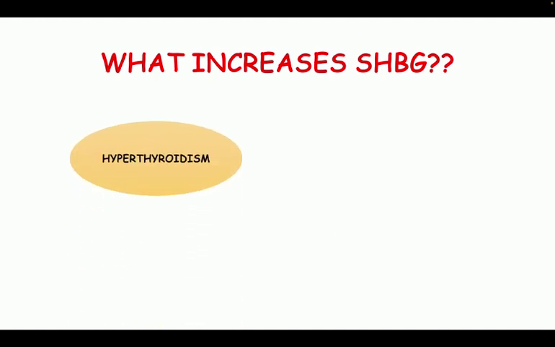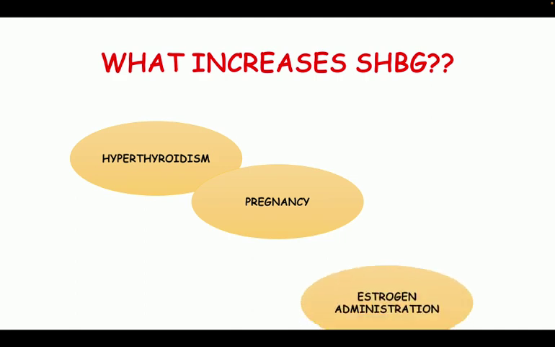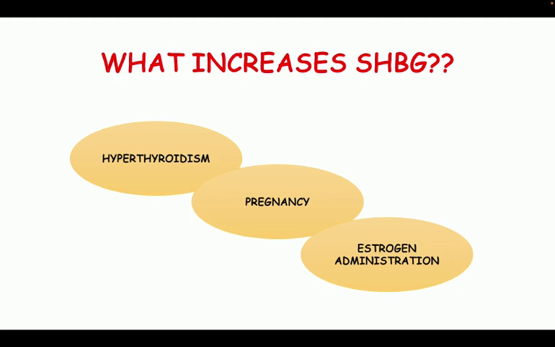Hyperthyroidism. Anything which increases thyroxine will lead to an increase in SHBG. Pregnancy is a state when SHBG increases and hence the total hormone increases, although the free hormones remain the same. Another is estrogen administration. Whenever we are administering estrogen, we are giving the OCPs, at that time the SHBG increases.